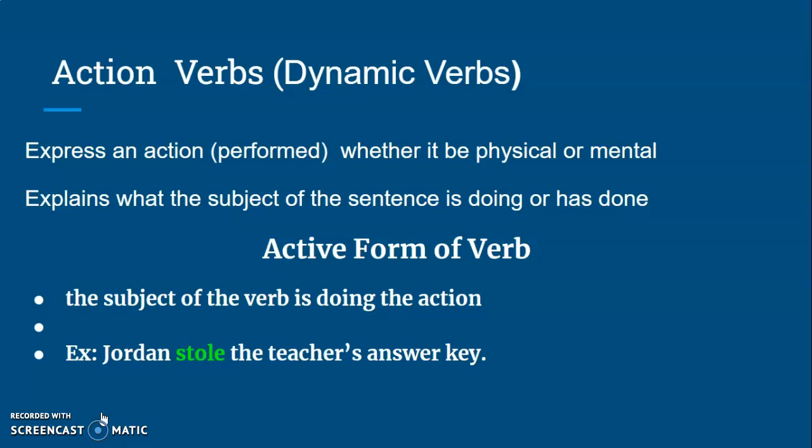For example, Jordan stole the teacher's answer key. Well, what action did Jordan do? He stole. And is stealing something that you can physically do? Yes, you can physically go and steal something. So that makes this, first of all, an action verb. Stole is an action verb. Jordan has completed, or he has performed, the act of stealing. So that makes it active.